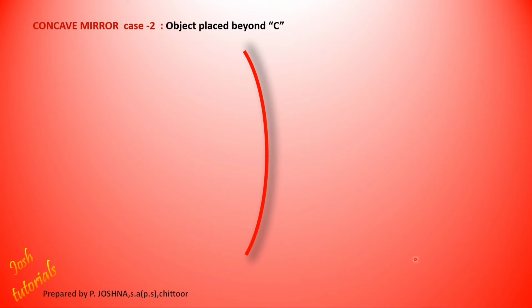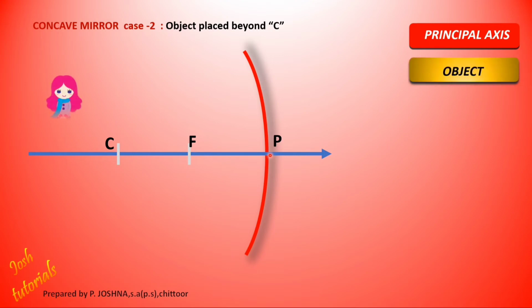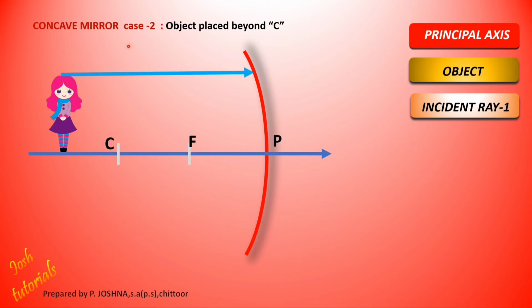Now we move to the second case, that is, if the object is placed beyond C, just behind the center of curvature. As usual, draw the principal axis and mark the points. Use color pencils to draw this so it will be easy for you to distinguish. Now draw the object. I am taking a little object. You can mark it with a simple arrow mark, not a picture.